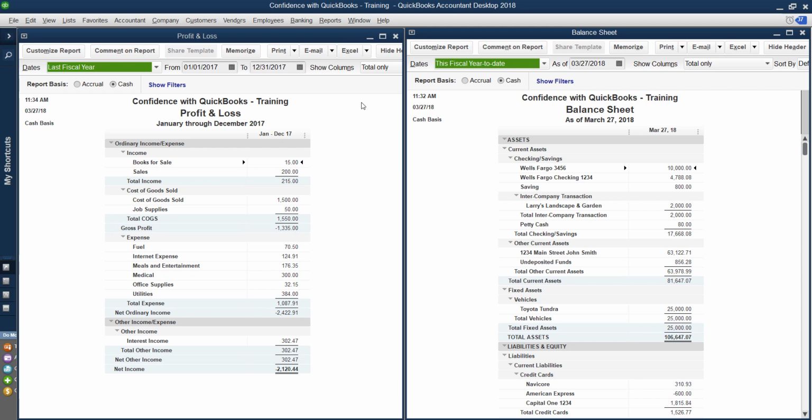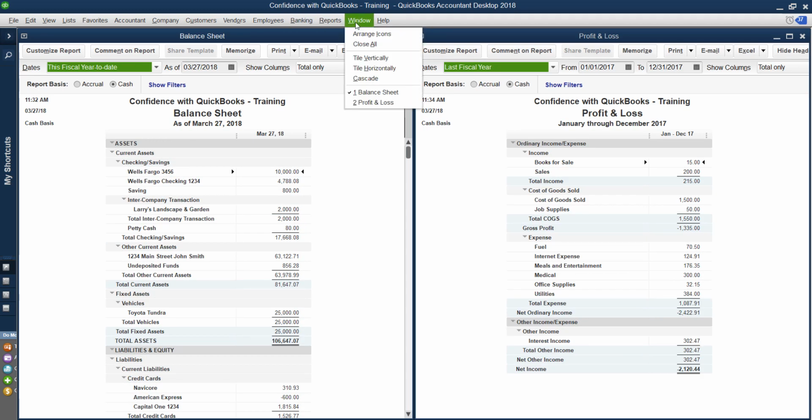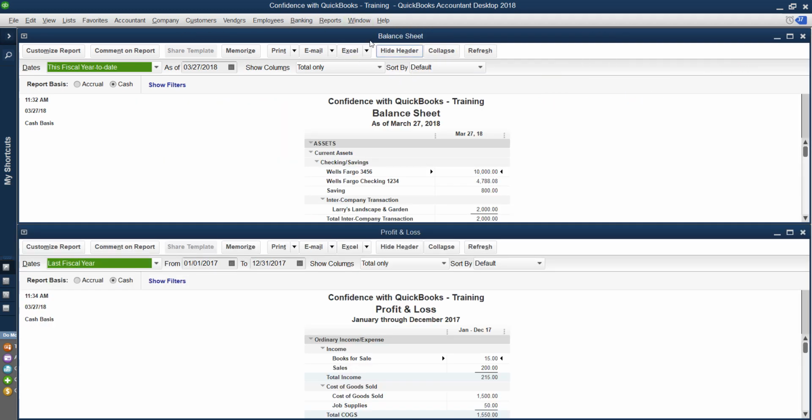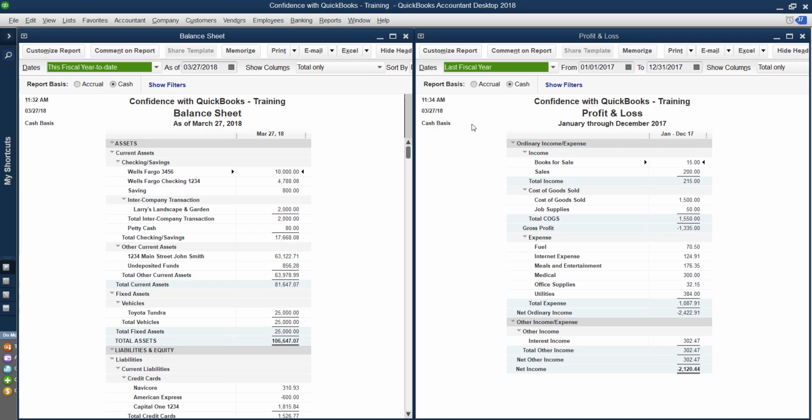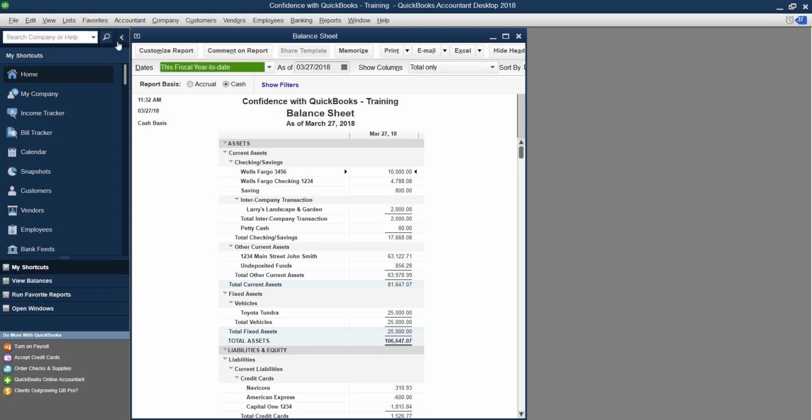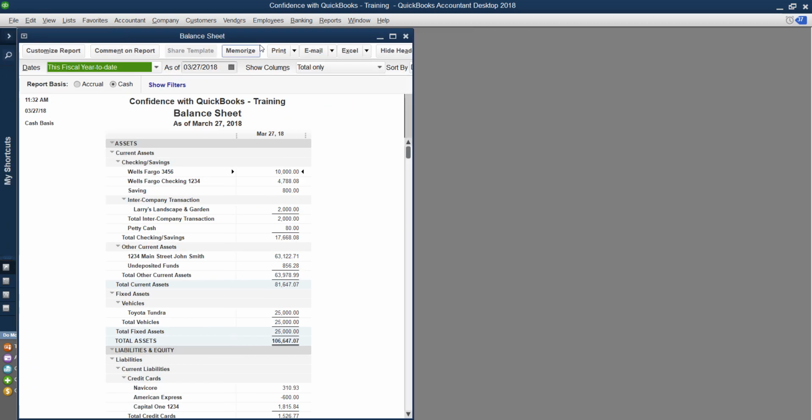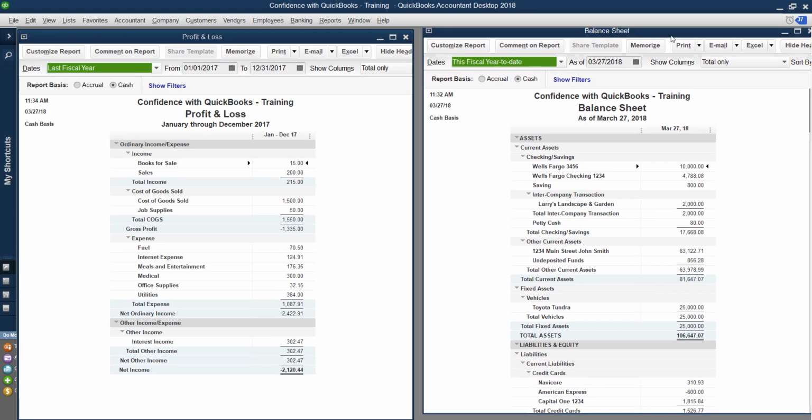If you ever want to pull your reports so you can look at them side by side like I have, you can go up to Window and pick vertical or horizontal. Vertical looks like what I have. Horizontal looks like this, which is a little harder to read. Then you can expand them and move them around. I also simplified the shortcuts window so it was easier to see them.